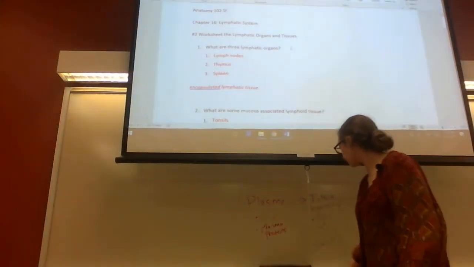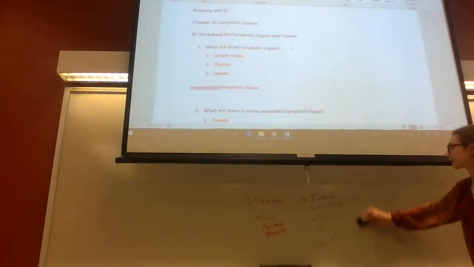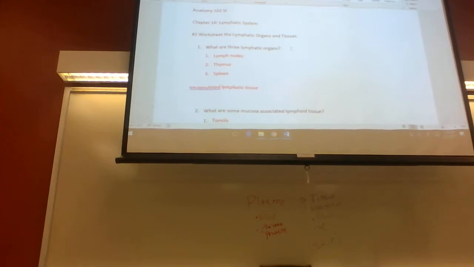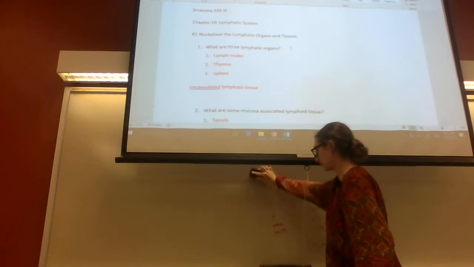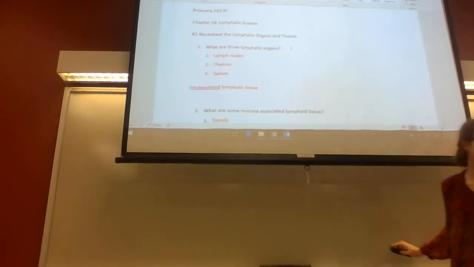This is worksheet number 2, and it's going to be going over the lymphatic organs and the tissue. So, some anatomy of the lymphatic system. It's going to be pretty boring, I think.